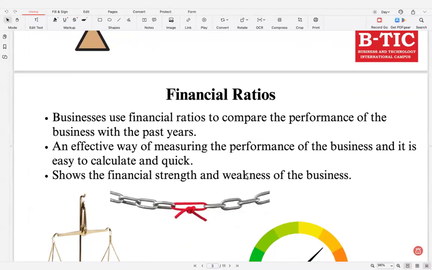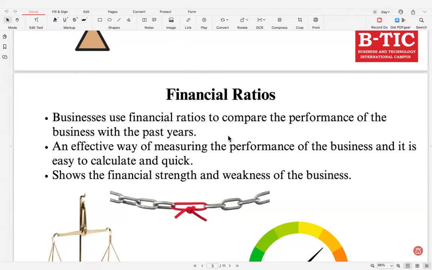And it is easy to calculate because you have the formulas that are given to you. You just need to substitute the numbers into the formulas. You just have to take the data from the annual reports, and the annual reports are easily available on the company website, or you can also get them from the stock exchange. So whatever is convenient to you. You have the data, you have the formula, you just have to substitute the numbers into the formulas and then calculate to get the answer. So this is financial ratios.